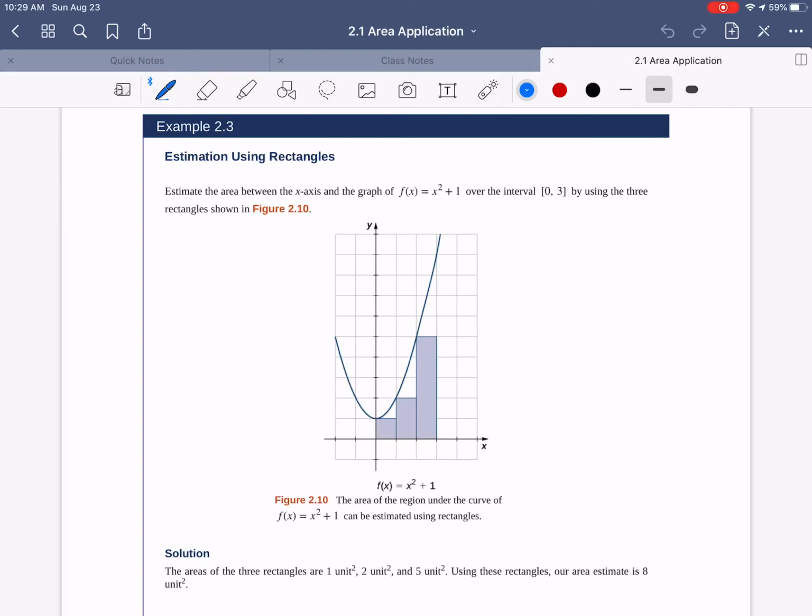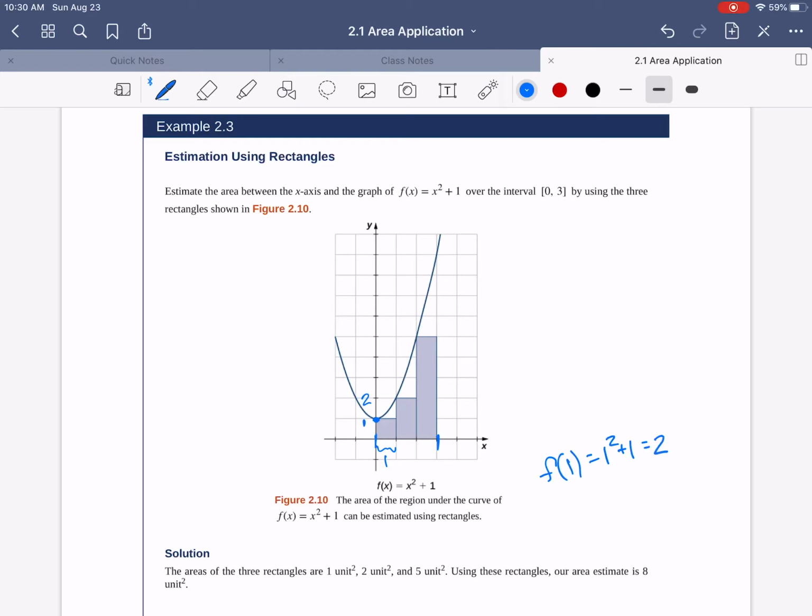We have this curve, x squared plus 1, and we want to estimate the area on the interval 0 to 3 by using these 3 rectangles. The first rectangle will have width 1. Each rectangle actually has width 1. The height here is the height when we plug in 0, which is 1. The next rectangle will have width 1, and the height will be 2, because that's what happens when you plug in f of 1.